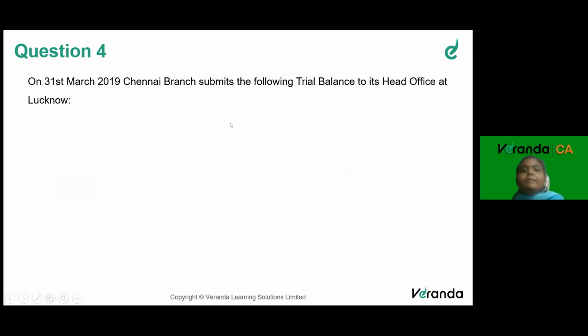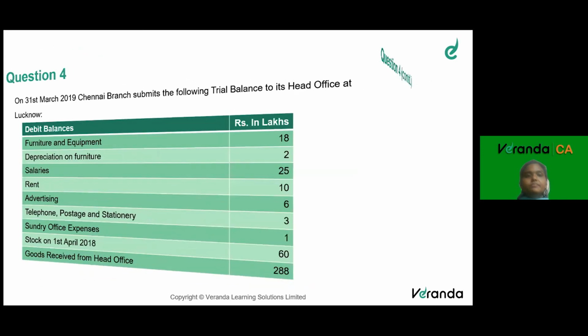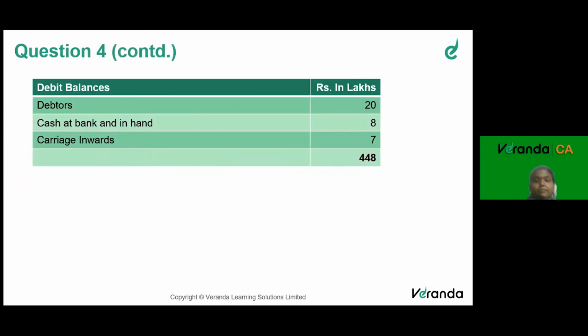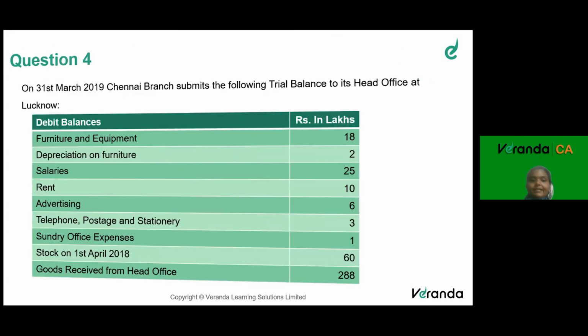So the Chennai branch submits the following trial balance to its head office at Lucknow. It's a trial balance, so I have all the details about my assets and expenses. Furniture so much, depreciation so much, salaries, rent, advertising, sundry office expenses, stock, goods received. Other debit balances are debtors, cash, carriage inwards. So many have been paid. So all the debit items are there.